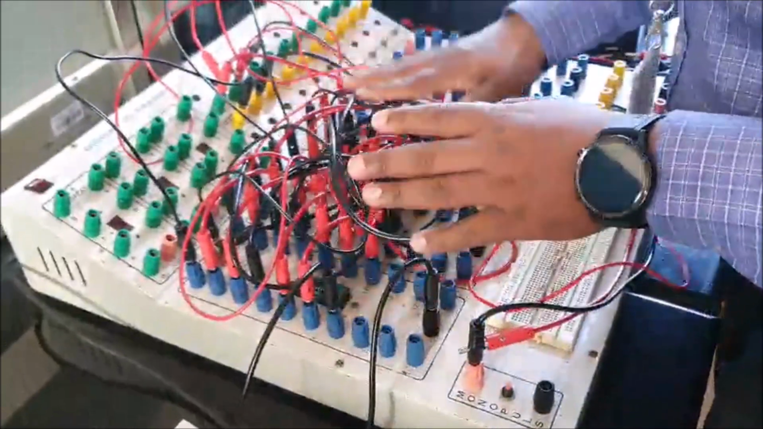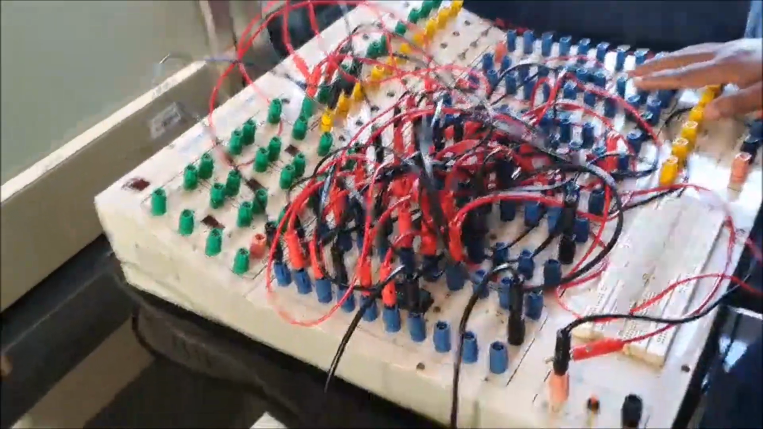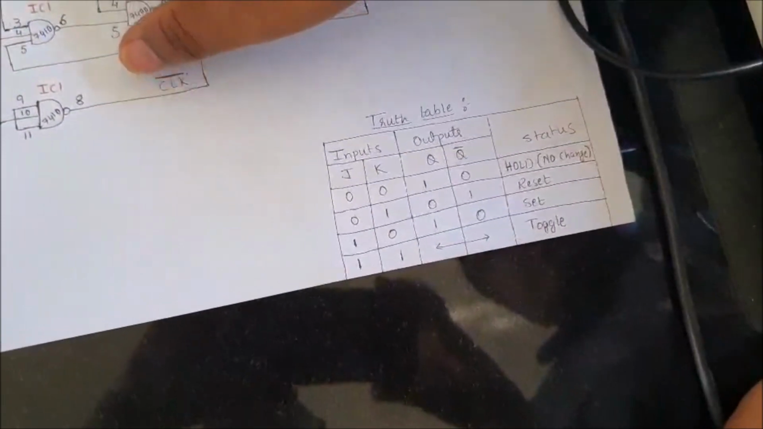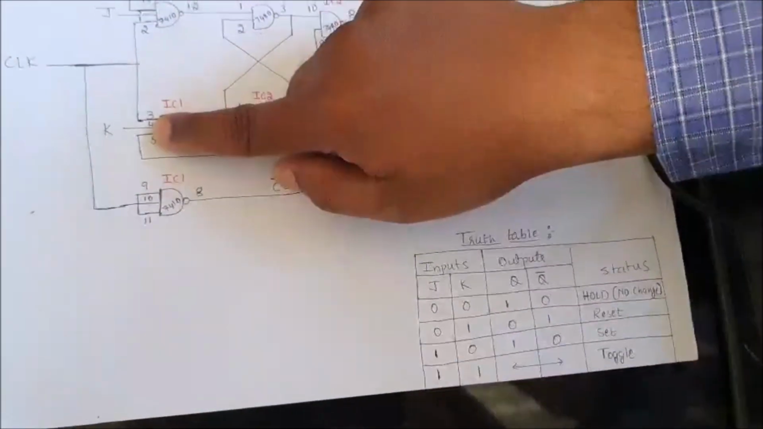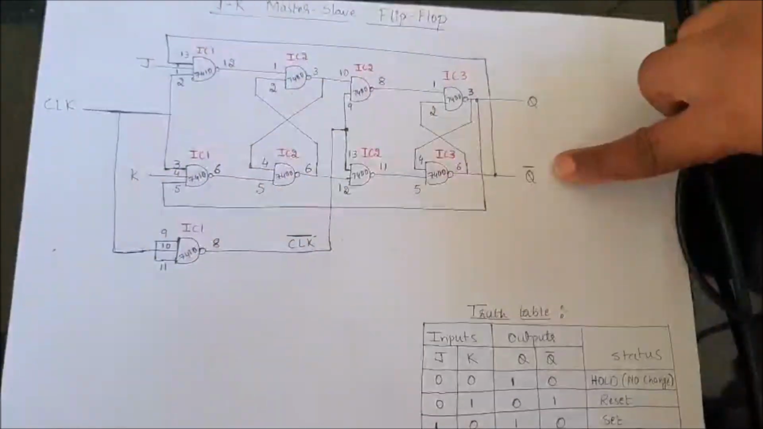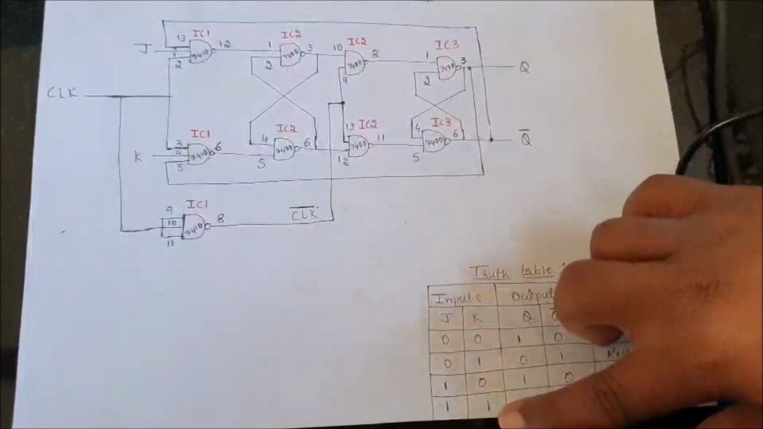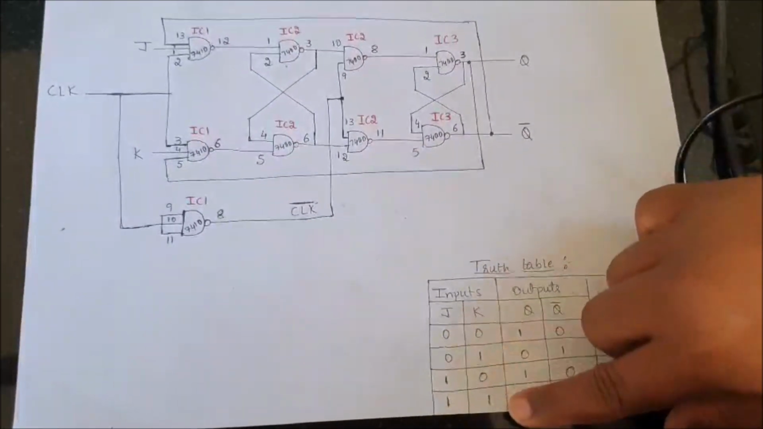Now we need to verify this circuit by this truth table. In this truth table we can see there are two inputs. You can see in the circuit diagram, we have only two inputs, one is J and the other is K, and we have two outputs, Q and Q bar. As we have two inputs, we have a four input combination truth table.